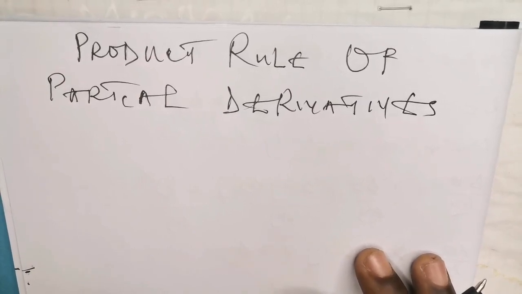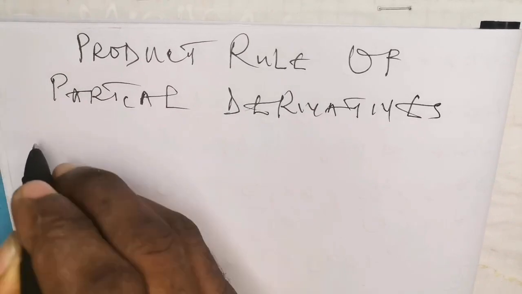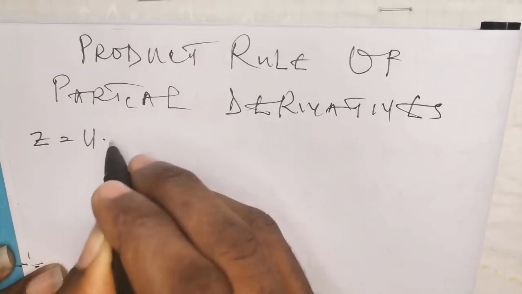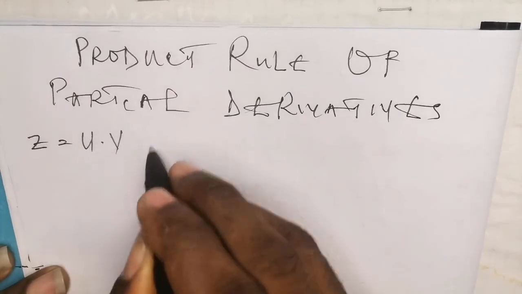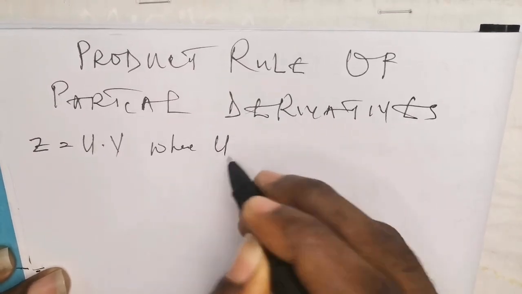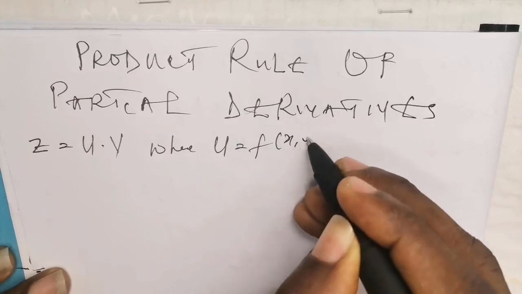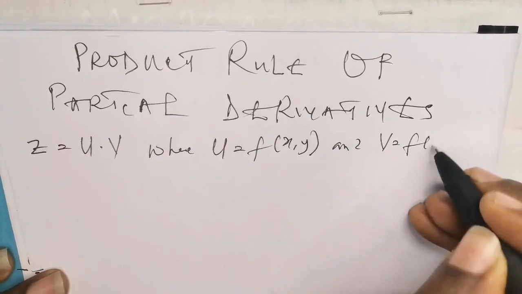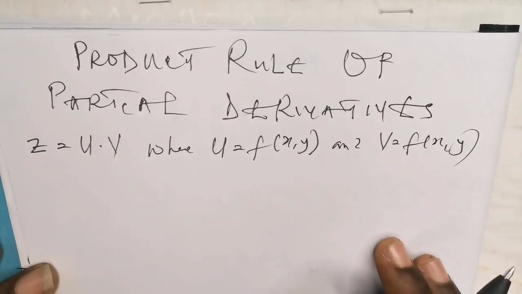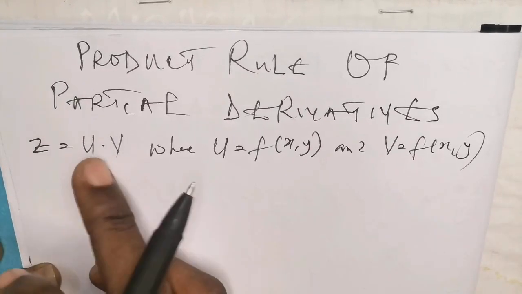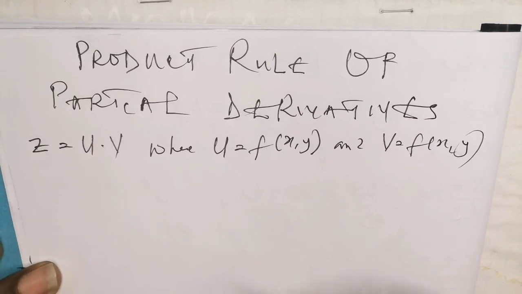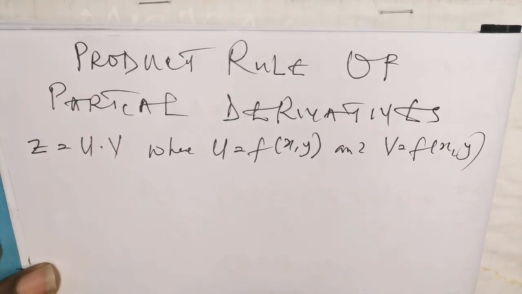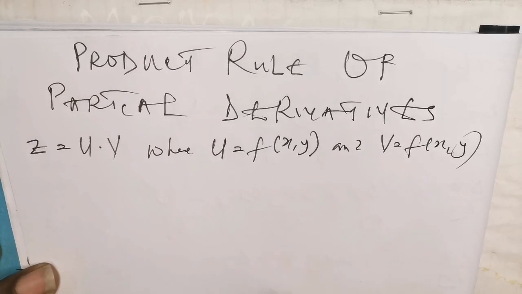Now what is the product rule? Let's say Z is a product of U times V, where U itself is a function of both X and Y, and V also is a function of X and Y. Now, since these two functions or these two variables are multiplying one another, it means to differentiate this function Z, I have to do that using the product rule.